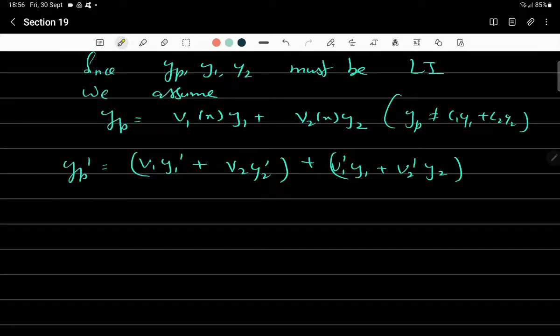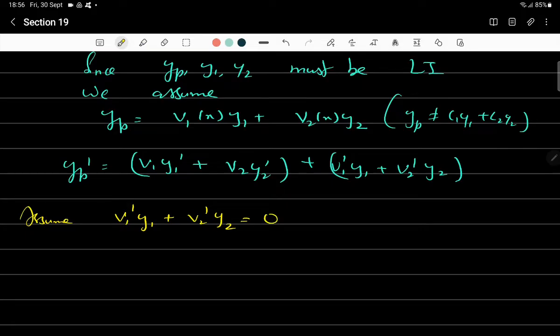Now if I compute yp double dash, there would be a problem. I will have only one equation, and v1 and v2 with their first and second derivatives, so there is no way that I can solve it. It means I cannot compute v1 and v2 by substituting yp dash and yp double dash into the given equation. So now I will impose a condition here. The condition is that we assume v1 dash y1 plus v2 dash y2 is equal to 0.